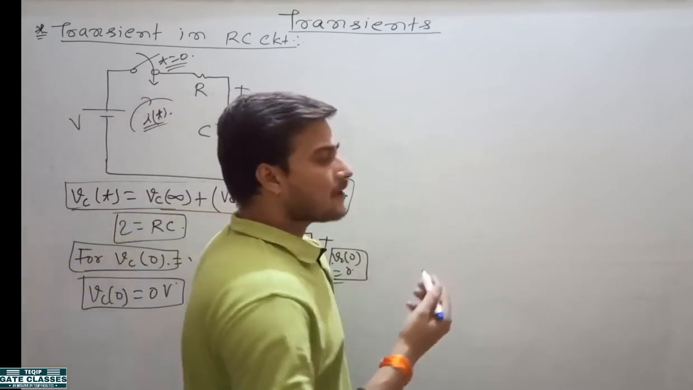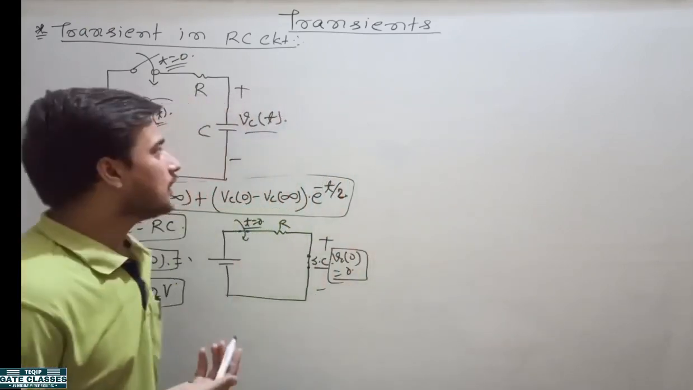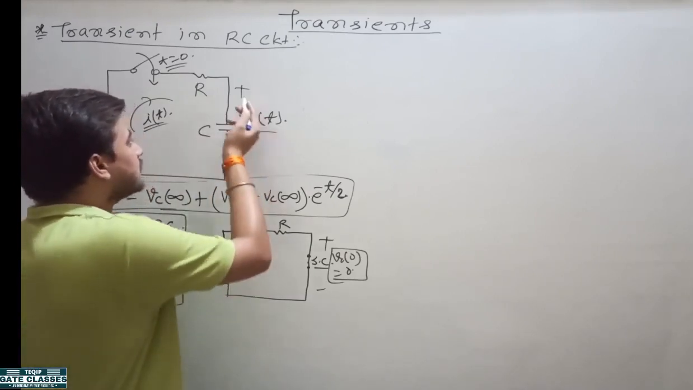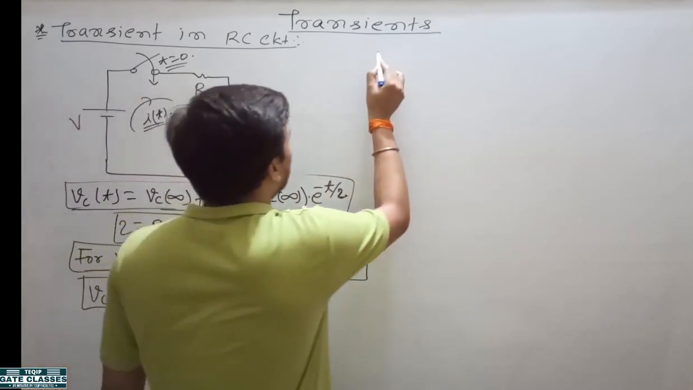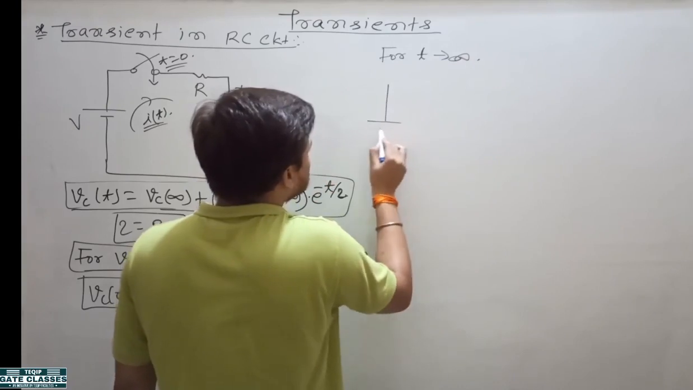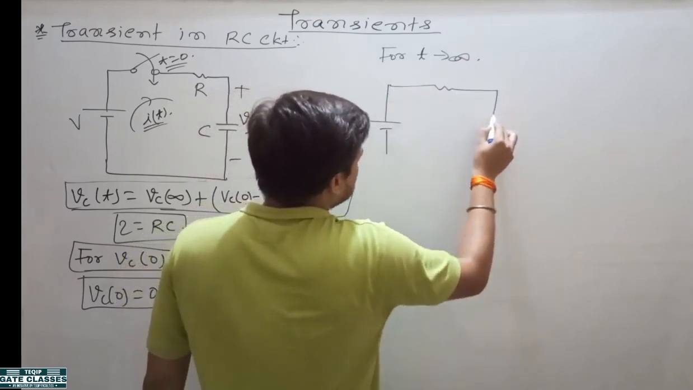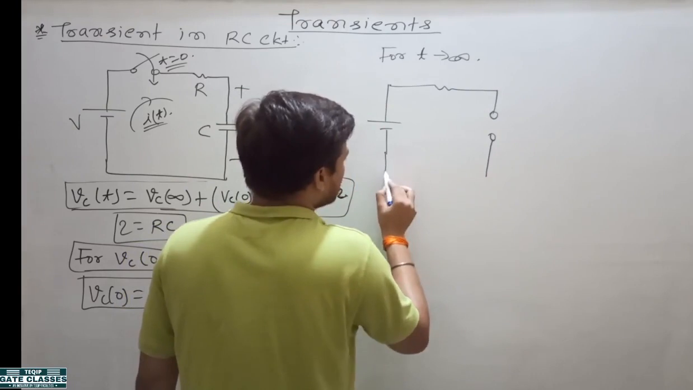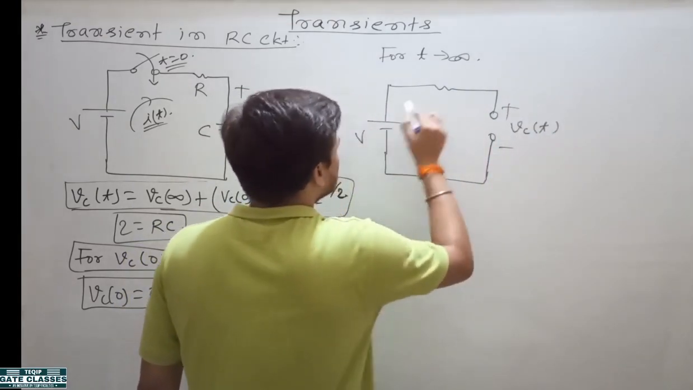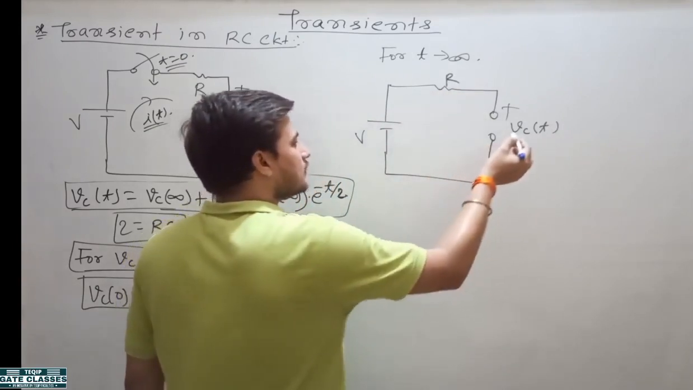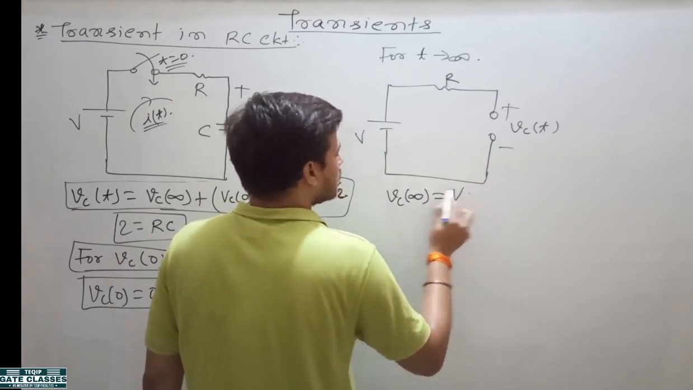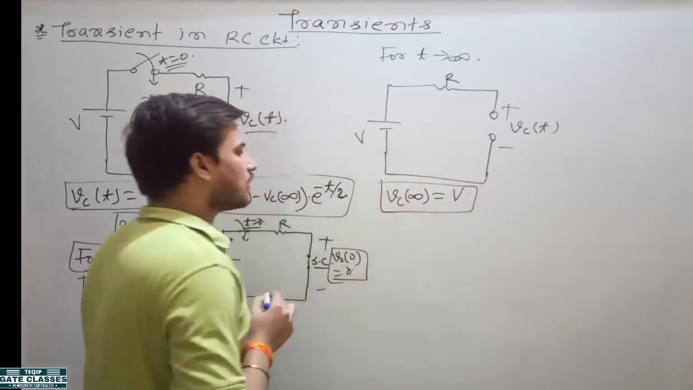So you know when the time t reaches infinity, capacitor will be fully charged. So when the capacitor is fully charged, that means this circuit will be replaced by open circuit. For t tends to infinity, I am drawing the circuit, switch is closed, but here you will see that the capacitor is fully charged, hence VC infinity will be equal to nothing but V.